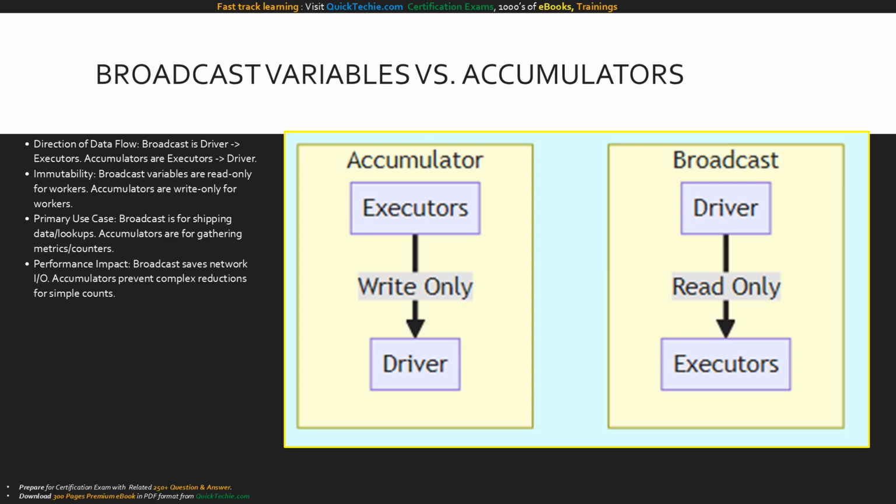Use broadcast variables to eliminate shuffling when joining large and small datasets. You use accumulators when you need global metrics, counters, and telemetry without forcing a costly network reduction. They're your two best friends for advanced Spark optimization. This side-by-side comparison makes it crystal clear. On the left, the heavy arrows push read-only data down to the executors via broadcast. On the right, executors push their write-only tallies up to the driver via the accumulator.